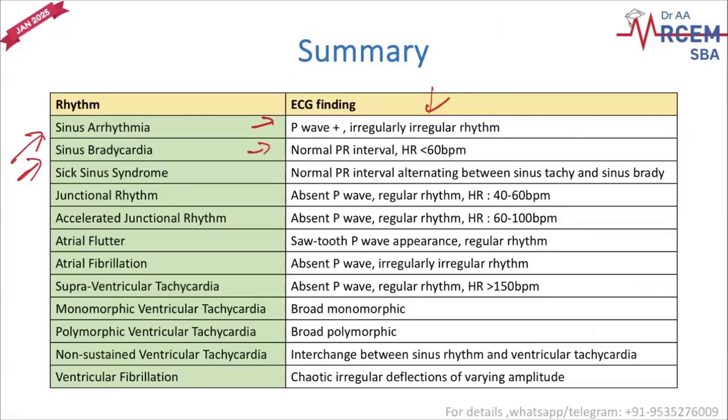Sinus bradycardia. The rhythm is regular, the PR interval is normal, and the heart rate is less than 60. That's why we call it sinus bradycardia.